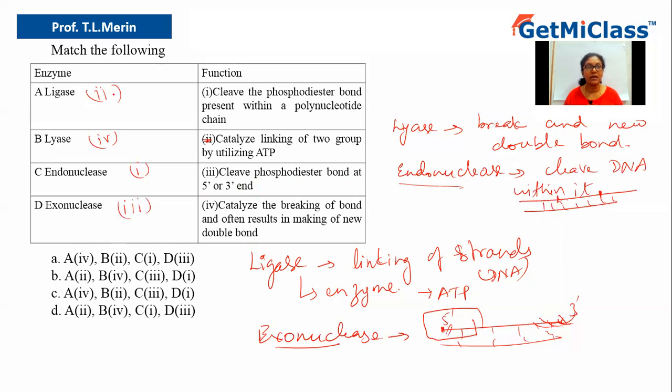So according to our explanation, A should go with 2, B should be 4, C should be 1, and D should be 3. So where is that option? Option A says A is 4, B is 2, C is 1, D is 3, which is wrong because A is not 4, it is 2. Option B says A is 2, B is 4, C is 3. C is not 3, it is 1, hence it is wrong. Option C says A is 4, B is 2, C is 3, D is 1, which is again wrong, because A, C and D are all wrong. Then option D says A is 2, which according to our explanation is correct, B is 4, C is 1, D is 3. So that is the correct answer.